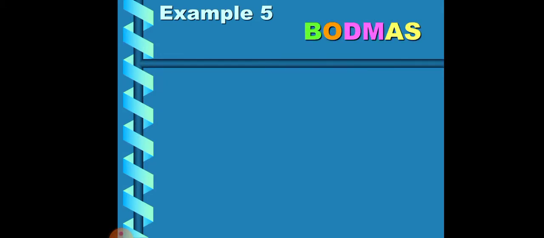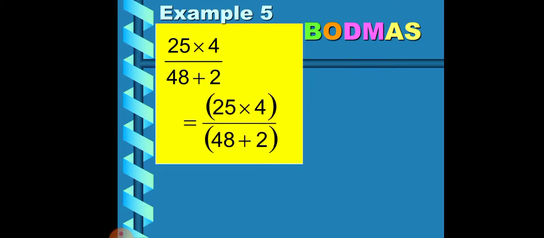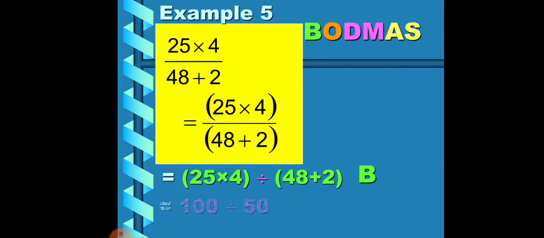Now let's discuss another example, example 5 here, where you got a fraction, 24 multiplied by 4 and divided by 48 plus 2. So you are first of all going to solve whatever is there within the brackets here, or otherwise you can also write the above fraction as 25 multiplied by 4 within brackets, and you can put brackets around 48 plus 2 also. Now the brackets are to be done first of all. So 24 multiplied by 4, this is going to give you 100, divided by 48 plus 2 will give you 50. Now if you divide these two numbers, you will get 2 as your answer.